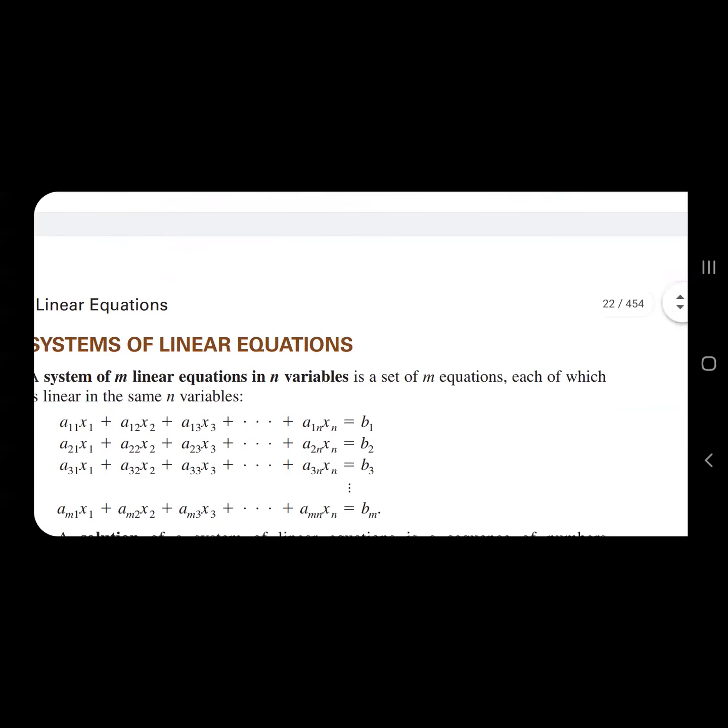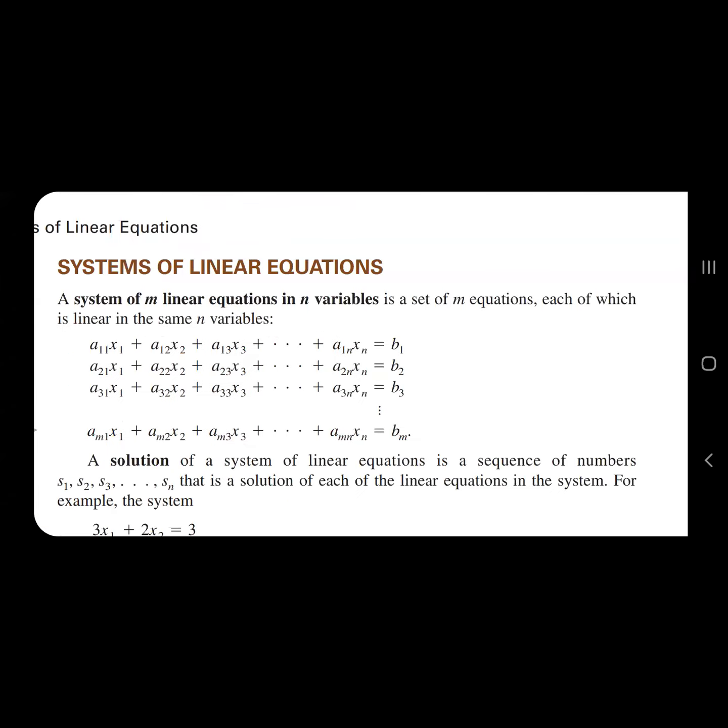Okay, next is going to be systems of linear equations. A system of linear equations just means you have a bunch of linear equations all together. But it's not just that I'm taking a bunch of linear equations and stacking them up like this. Here's the key, here's the cruncher. A solution of a system of linear equations is a sequence of numbers that is a solution for each of the linear equations in the system.